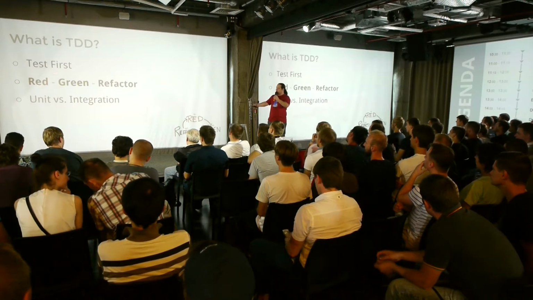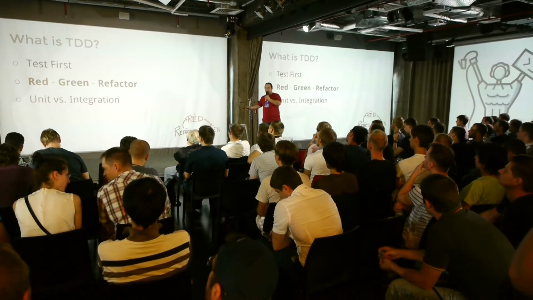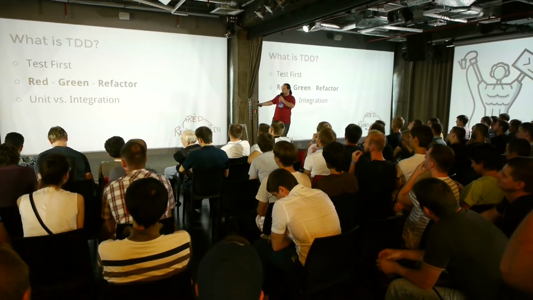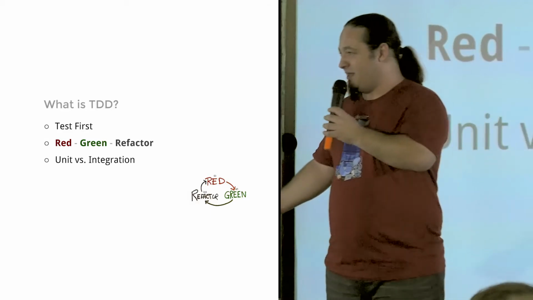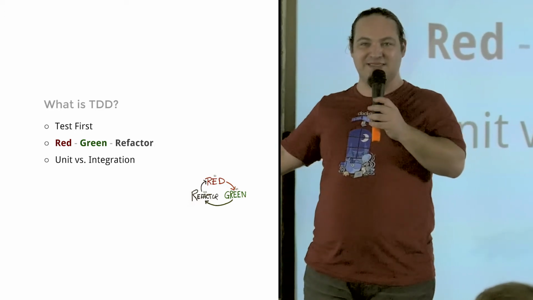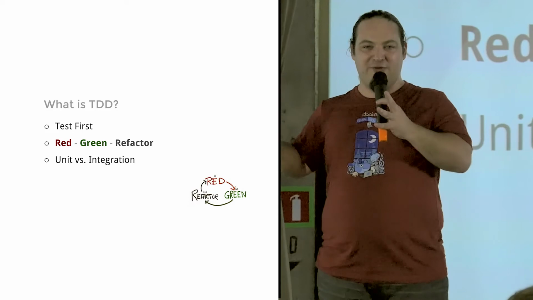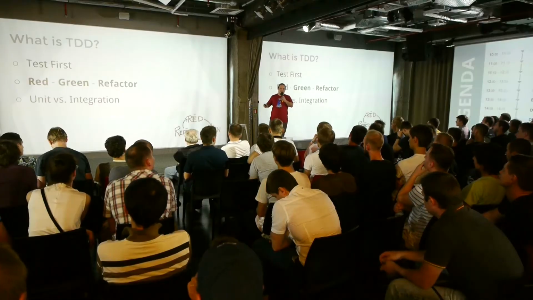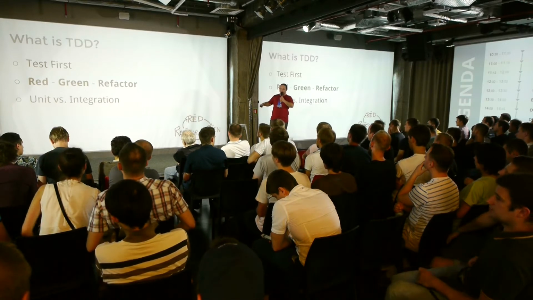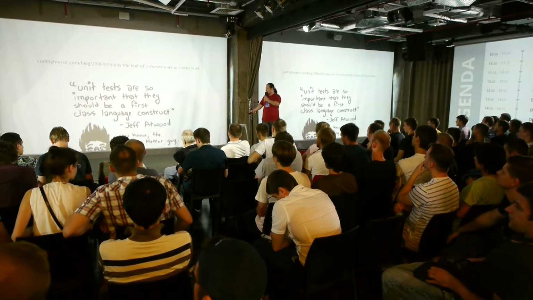Write the implementation, see that it passes, and if you can see a better way to write this with fewer lines of code, less complexity, then you can refactor your code. Now, there are all kinds of names for tests, like what is a unit test, what is an integration test. Okay, I don't want to go into naming, because everyone has a different idea of what is a unit test and what is not a unit test.